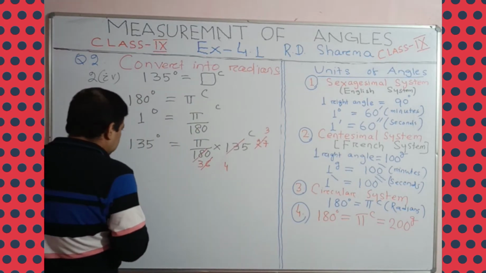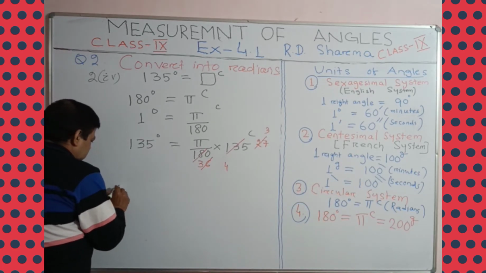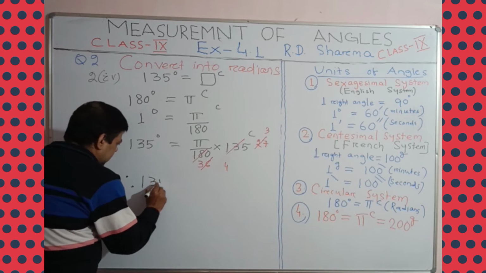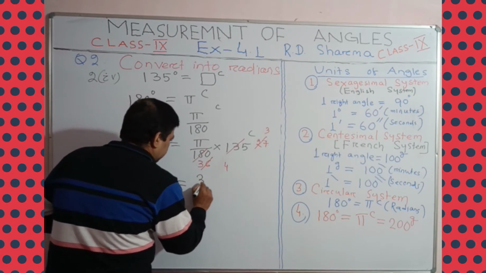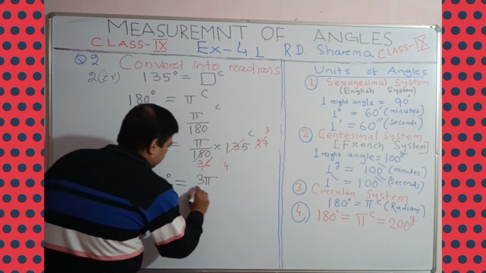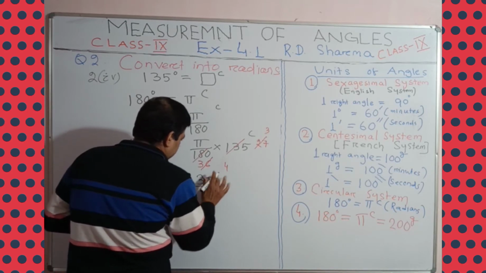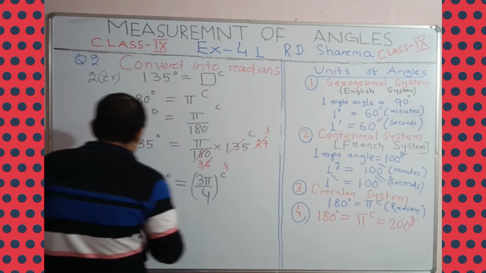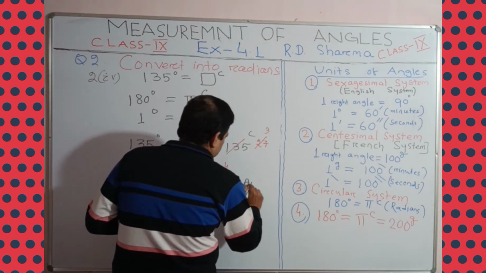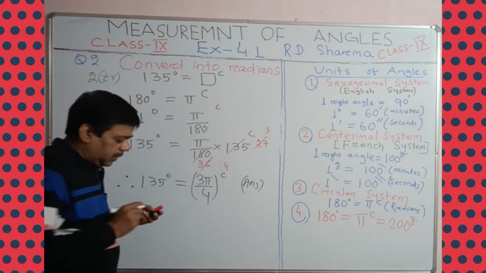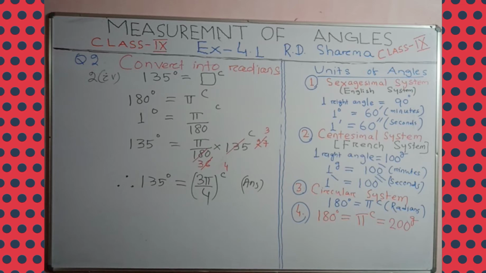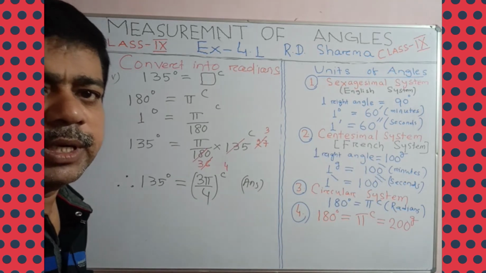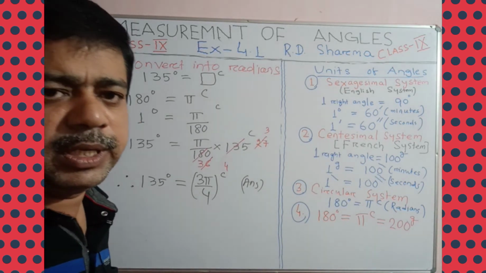So after cancellation we got 135 degree is equal to 3 pi upon 4. 3 pi upon 4 what? Radian. Understand or not? So 135 degree is equal to 3 pi by 4 radian. Note down. Understand? This is question number 2, fourth bit, and we converted 135 degree to 3 pi upon 4 radian.